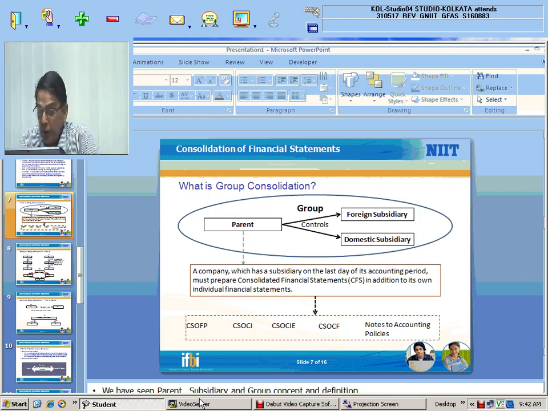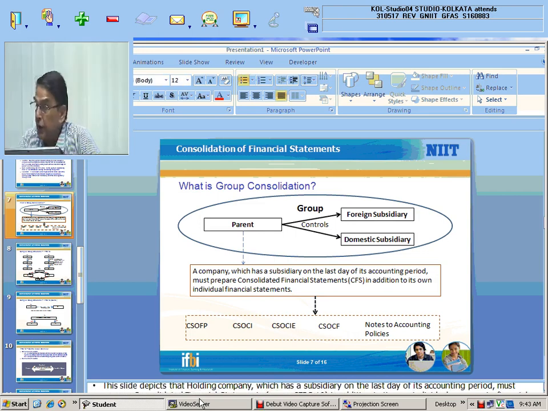Okay, this is the requirement, so that is called group consolidation. Any questions? Parents which issue consolidated financial statements must consolidate all subsidiaries, foreign and domestic. So it must consolidate the financial statements of all subsidiaries, foreign and domestic.